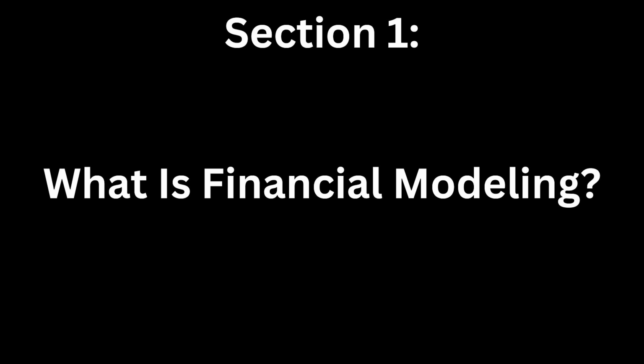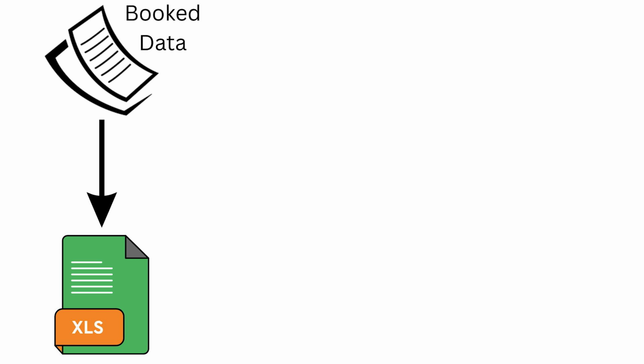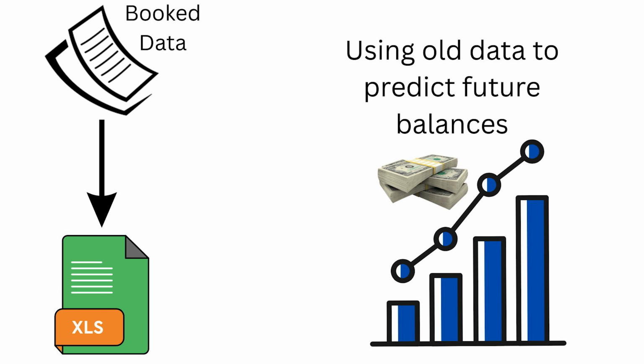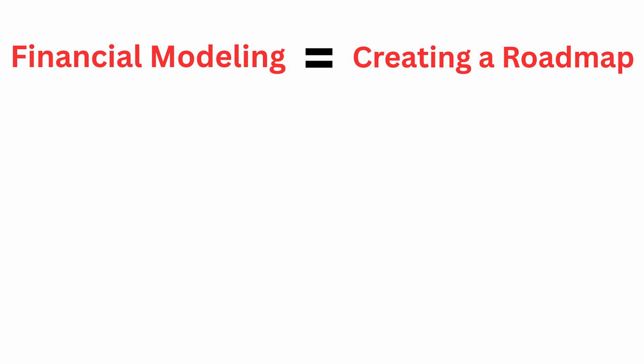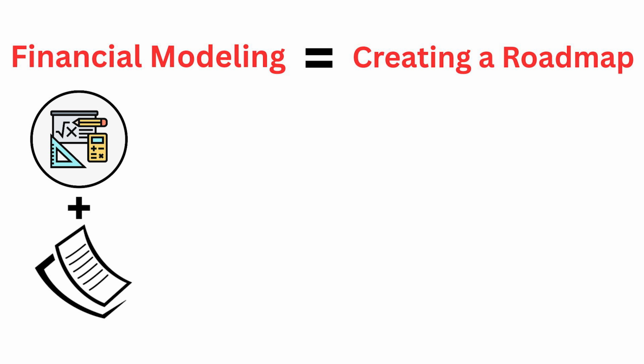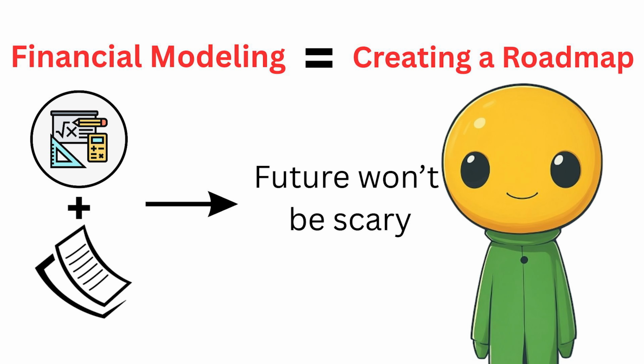What is financial modeling? Financial modeling is the process of building a spreadsheet, usually in Excel, that represents the future financial performance of a company, project, or investment. It's like creating a money roadmap. With the right data and formulas, you can forecast profits, predict cash flow, and test out what-if scenarios.